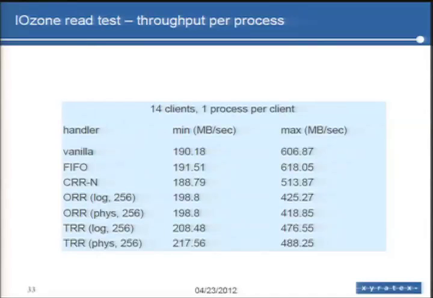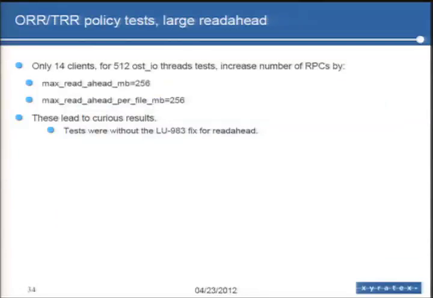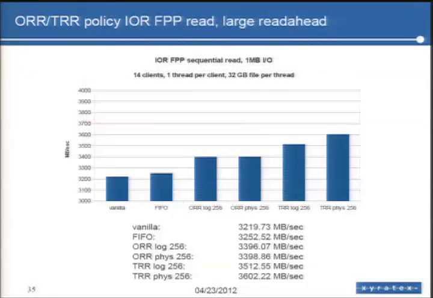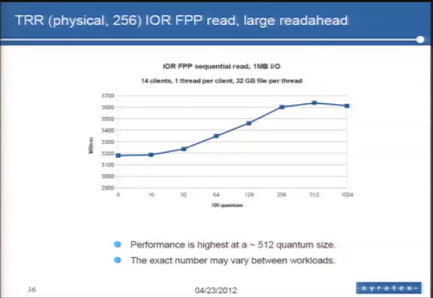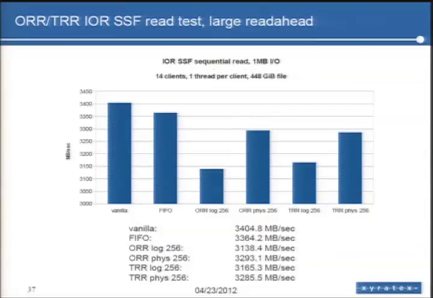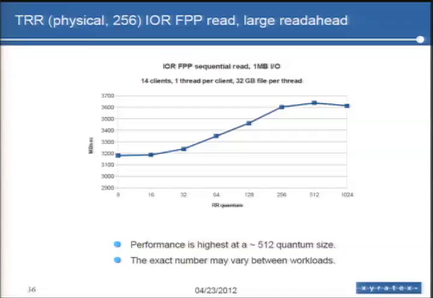So I expect if you run the DD read test, you will see again the same results, if you run it with these policies, as you did with CRR-N, which lowered the standard deviation. I just haven't measured that yet. So this is another example with large read ahead where we were using 512 threads, which is the default. But we used a large read ahead to actually generate more RPCs to be able to test this in the lab. And you see again the same pattern for IOR file per process and for the IOR SSF test as well. So this sort of shows us that these results should hopefully scale.